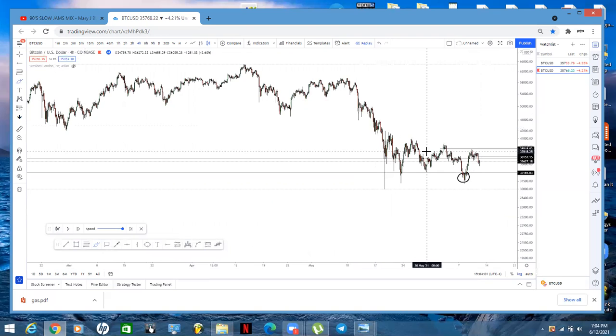We've accumulated a lot of orders in this structure right here, so there's a lot of liquidity up in here for us to take out. And also we have these long orders up here that need to get mitigated. So that is what I see.